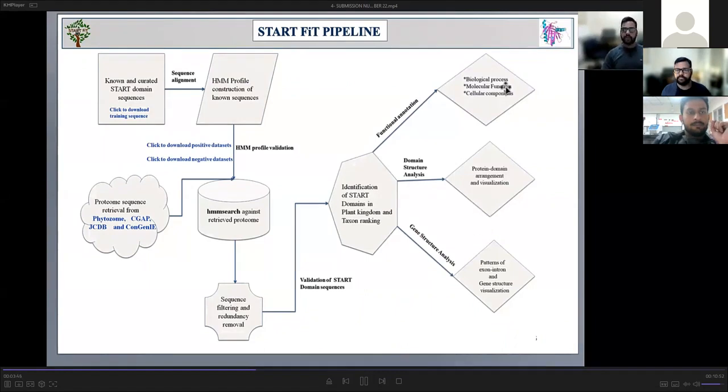These different classes of START proteins were then functionally annotated based on their gene ontology, thus providing an overview of functional divergence for different structure classes. Further, gene structure analysis was carried out to understand exon-intron patterns for different classes of START domains.